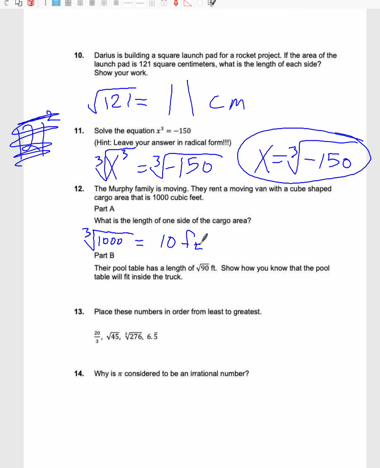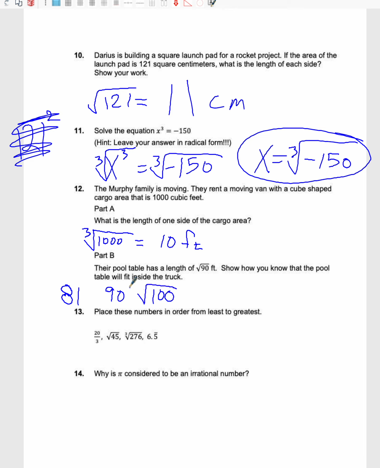Now, their pool table has a length of square root of 90 feet. Show how you know that the pool table will fit inside the truck. I'm telling you it'll fit; you tell me how you know it will fit. What have we been doing when we have a number like square root of 90 and it's not a perfect square? It's between two numbers. So what's the perfect square below 90? 81. And then 100, right?